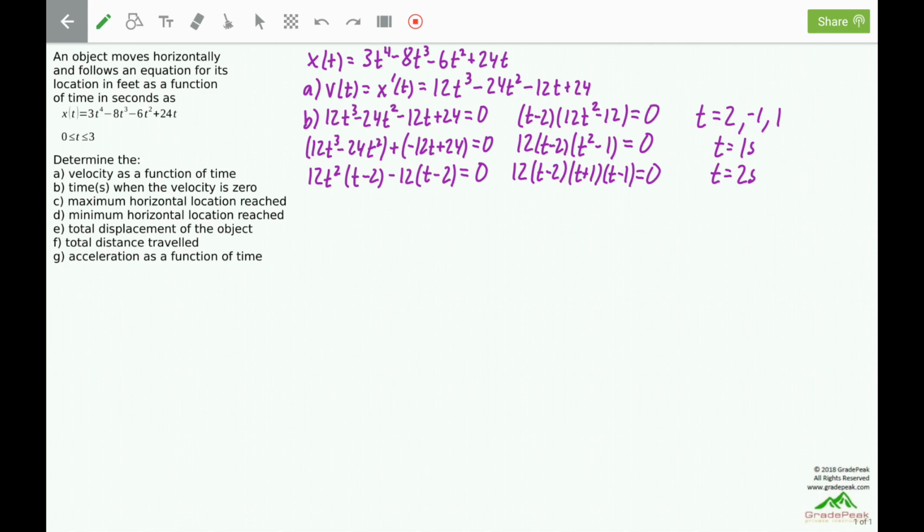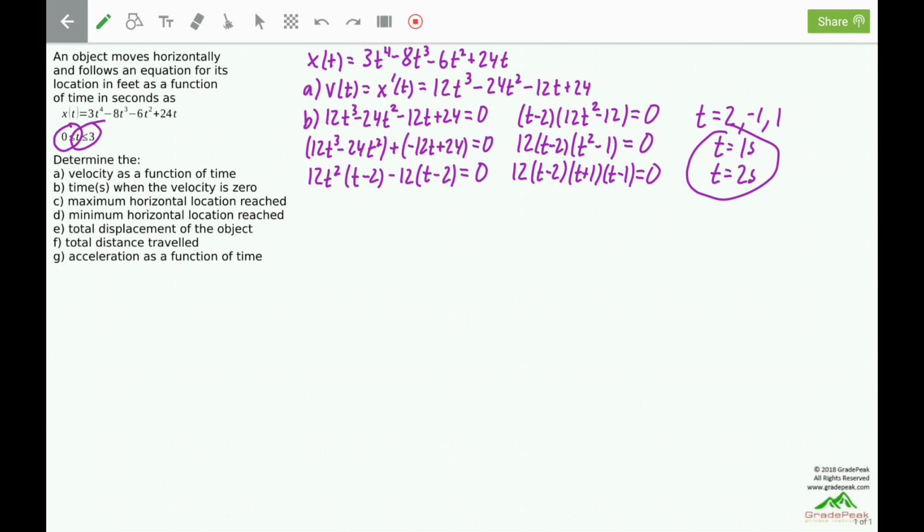For part C, we want to find the maximum horizontal location reached, and for part D, we want to find the minimum horizontal location reached. These will be potentially at the initial time, that's up here, the 0. Any of the turnaround times, or times when the velocity is 0, we found those here. Or it may be the final time, that again is here, and that's a 3.